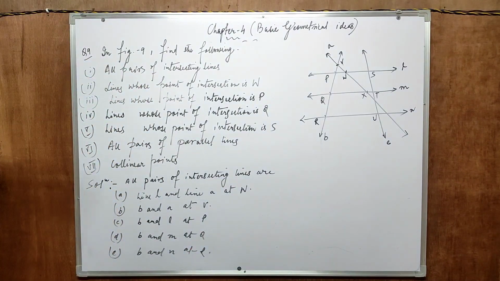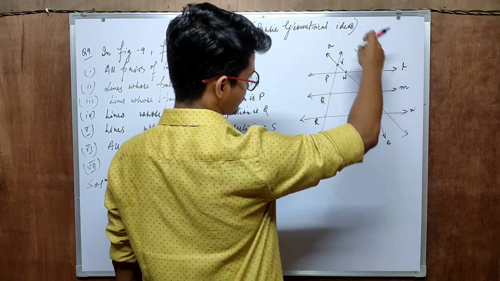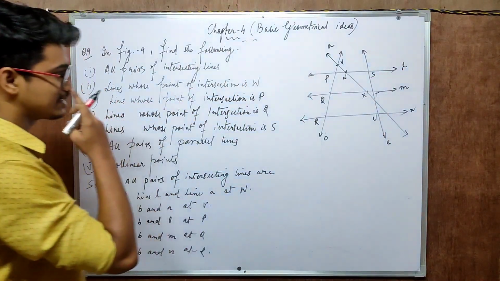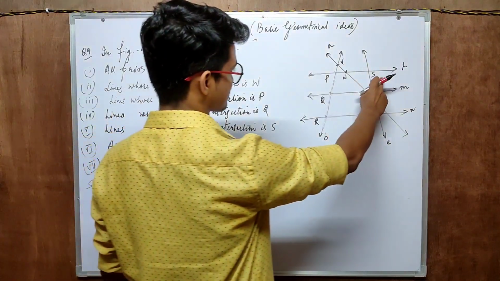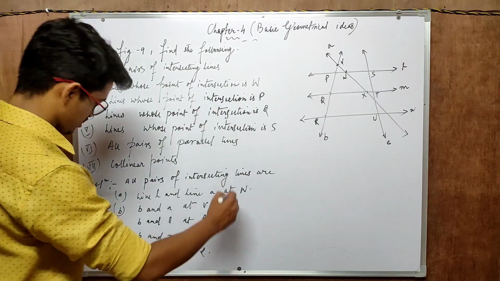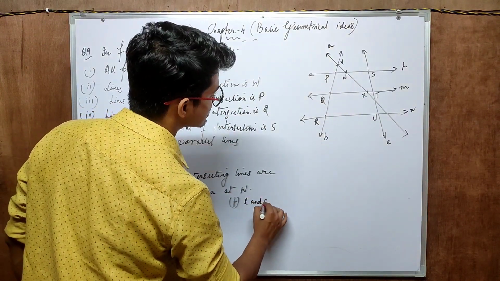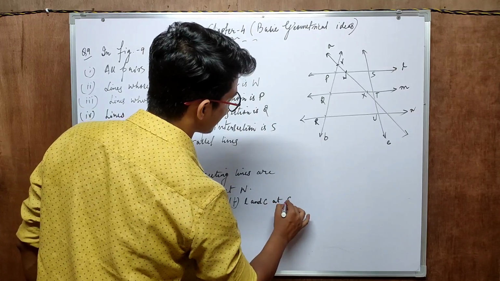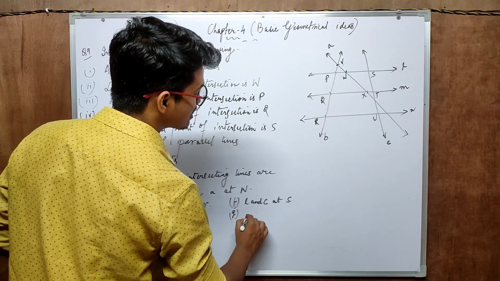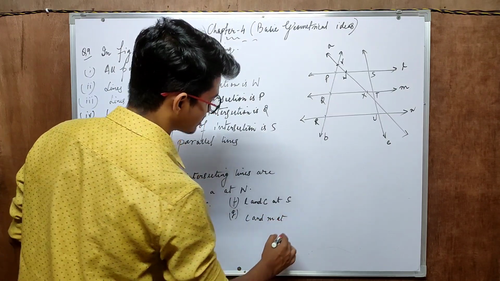Like that way, L and C at S. So F will be L and C at S. Then another one will be C and M at T.